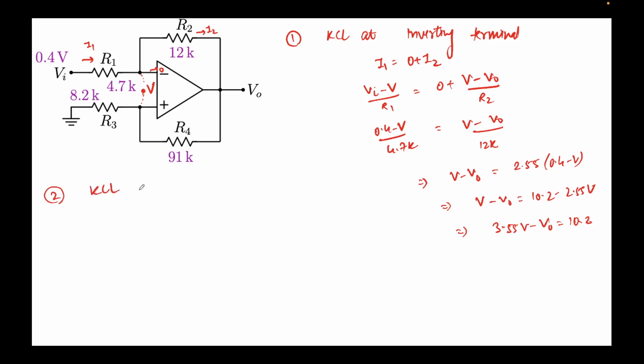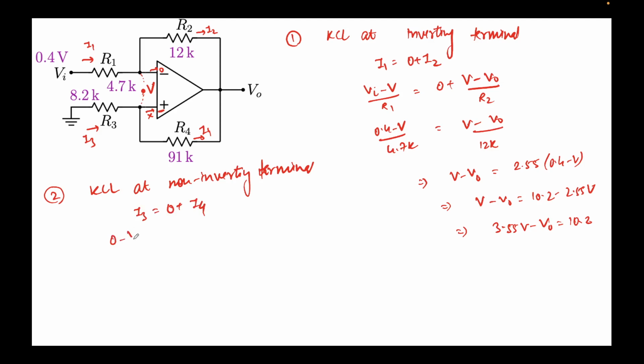We simply apply KCL at the non-inverting terminal, which happens to be this terminal. Again, whatever the current is flowing through here, let's assume it to be I3. This current is I4. There can be no current flowing through here. So I'll simply write incoming current I3 equal to 0 plus I4.